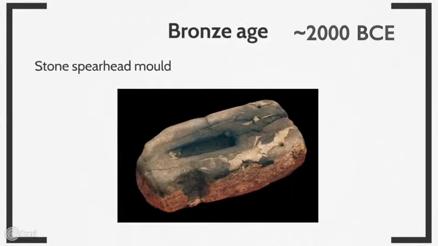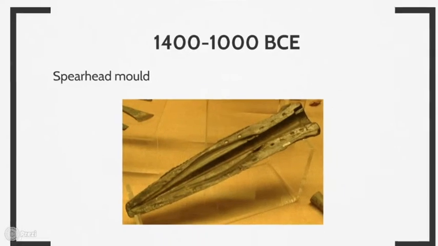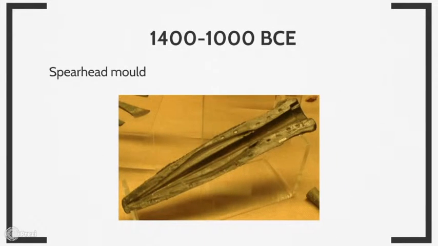But first, let's travel back to 2000 BC, where the first evidence of man-made molds was discovered. Using stone spearhead molds, we were able to make spearheads to be used in wars. But as you can see, the lack of detail is quite evident in this very first mold. Now, somewhere between 1400 to 1000 BC, we were able to add more details to our molds, creating better spearheads that were used during hunting and possible wars at their age.